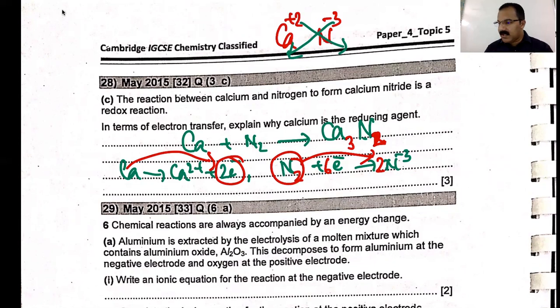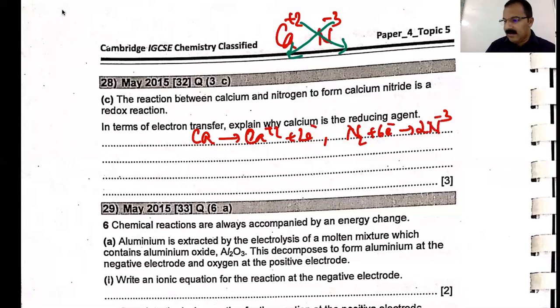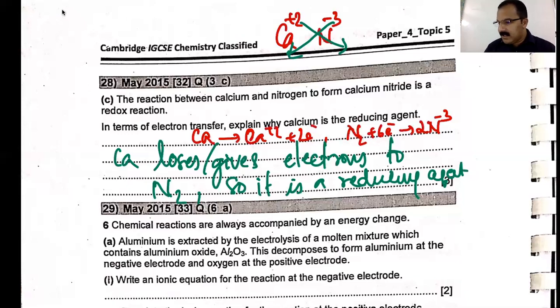So in there, what you write is why calcium is a reducing agent. I would write calcium becomes Ca2 plus plus 2 electrons, and N2 plus 6 electrons gives 2N minus 3. Since it is a metal non-metal reaction, you can always say that metal calcium loses or gives electrons to N2. So it is a reducing agent. The marks will be definitely for loses electrons to nitrogen. These are the 3 marks.